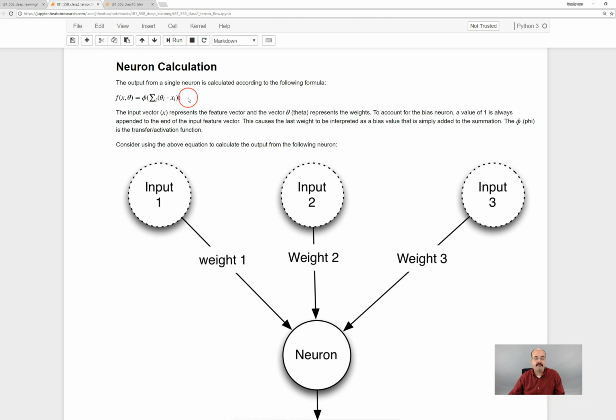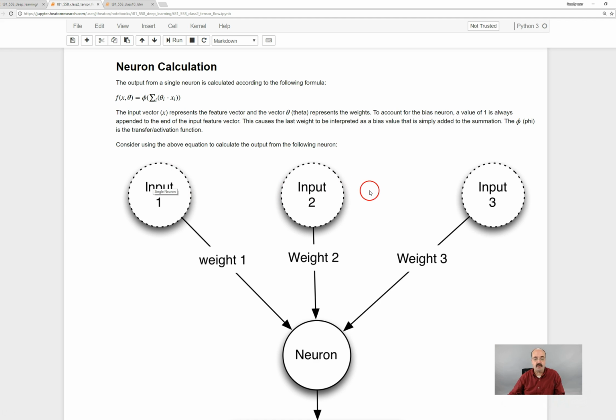Now, the bias neuron is treated like an input. Often it's input 0. So what we do to cause that to happen is the bias would have a weight, but we would append a fake 1 onto the end of the input just to account for the bias neuron so that it essentially gets summed.